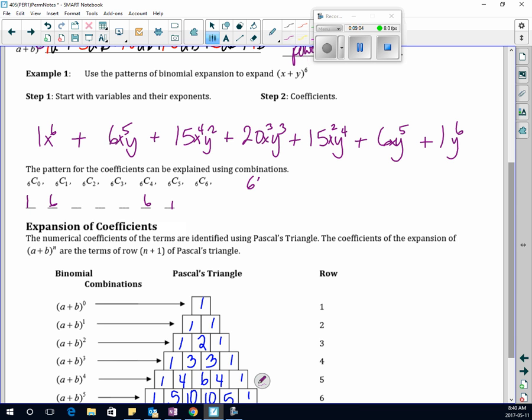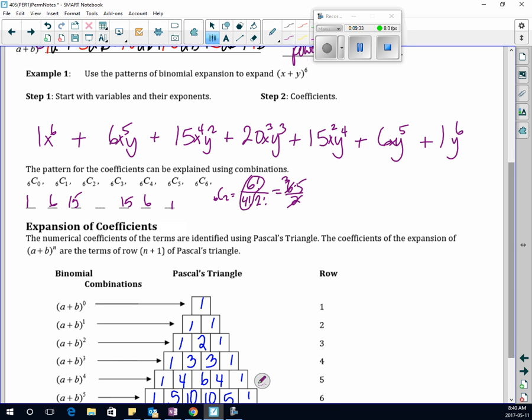So 6 factorial, I'll just write it here. 6C2 is equal to 6 factorial over 4 factorial, 2 factorial. This would reduce down to 6 times 5 divided by 2. So do you see I get 15 for that? Yes? And do you see that 6C4 would give you the same value? So that would be 15 as well. Do you see how I can do these combinations so fast?